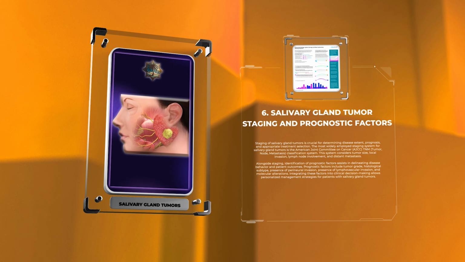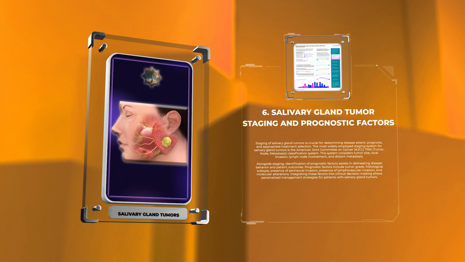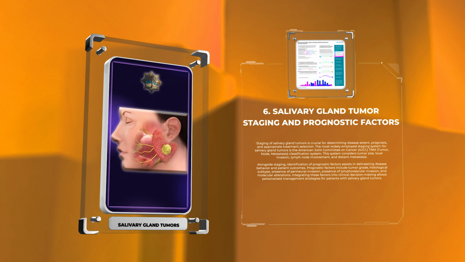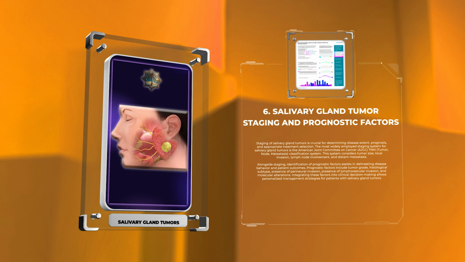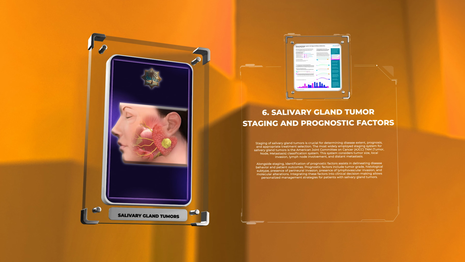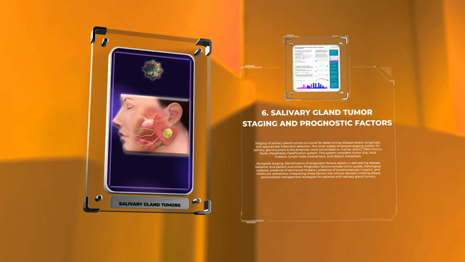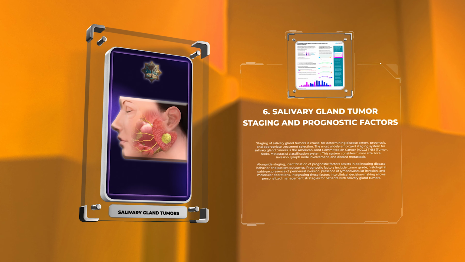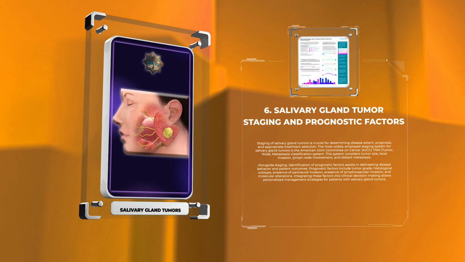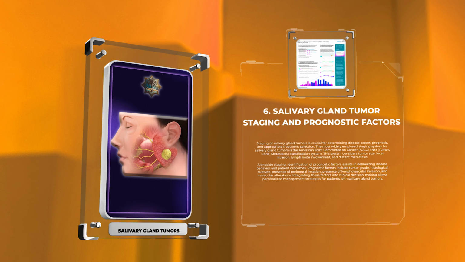Alongside staging, identification of prognostic factors assists in delineating disease behavior and patient outcomes. Prognostic factors include tumor grade, histological subtype, presence of perineural invasion, presence of lymphovascular invasion, and molecular alterations. Integrating these factors into clinical decision-making allows personalized management strategies for patients with salivary gland tumors.